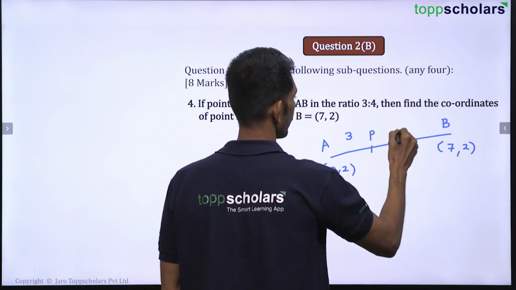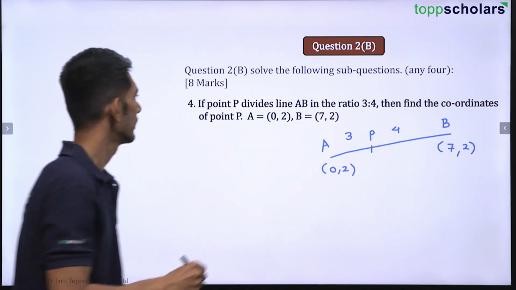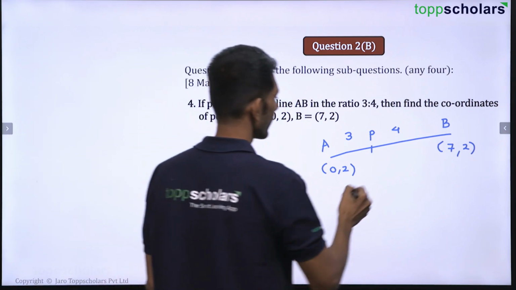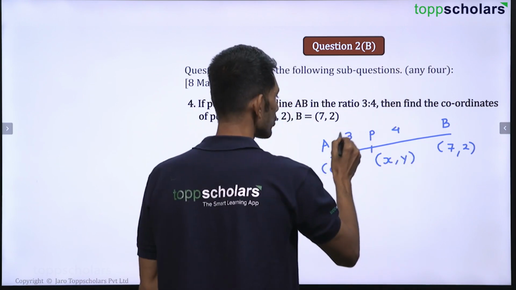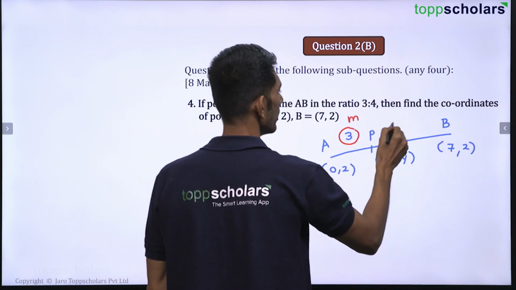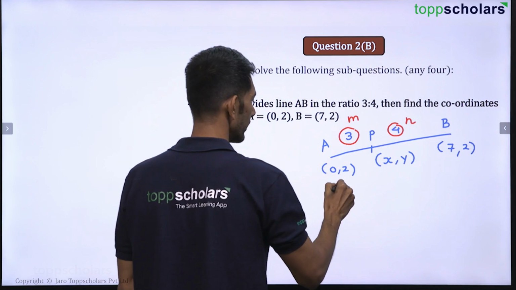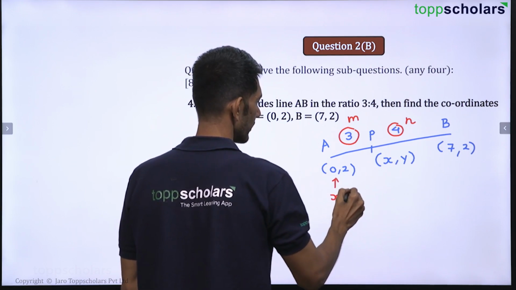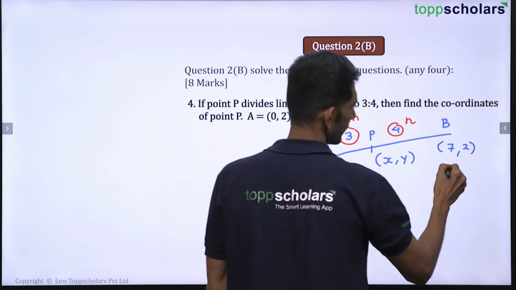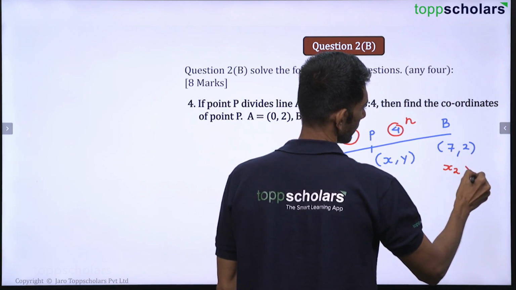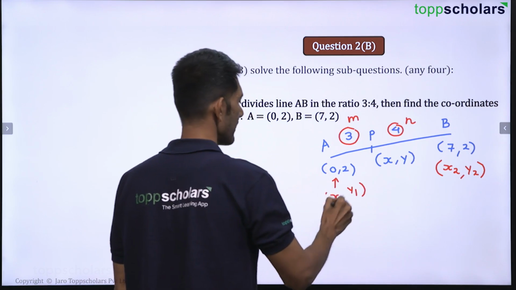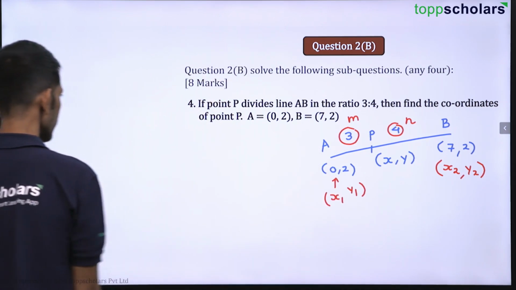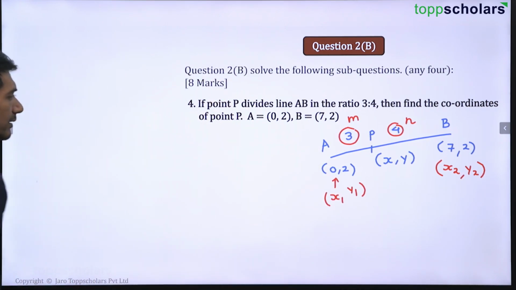This is 3, this is 4, right? And then this is, say, x, y. What all values do we have? We have the value of m, we have the value of n, this is x1, this is y1, then we have x2, y2. Yeah, and then you know the formula, right?